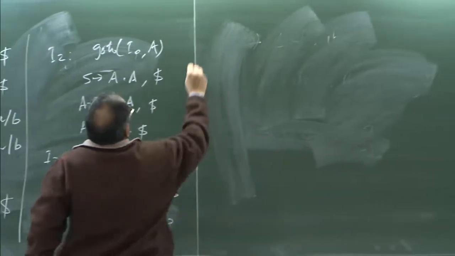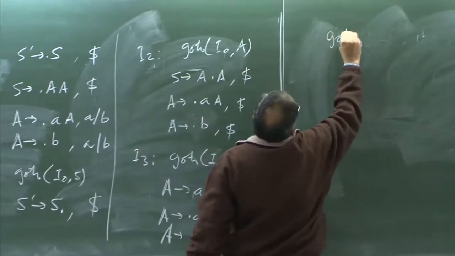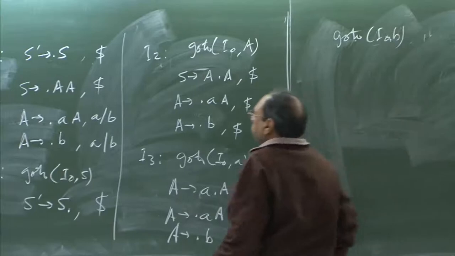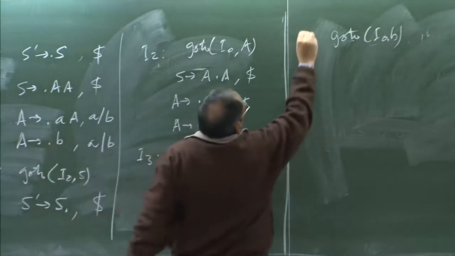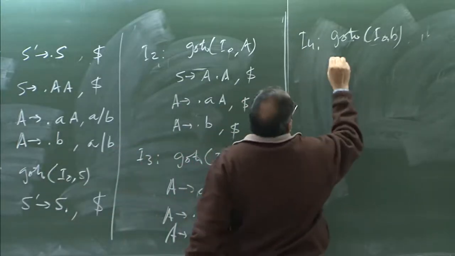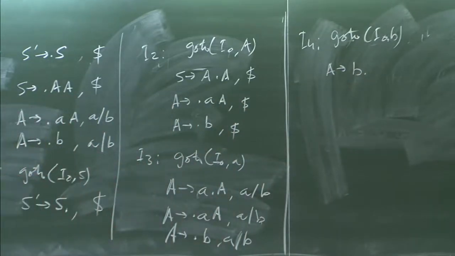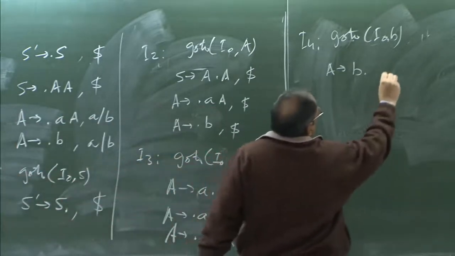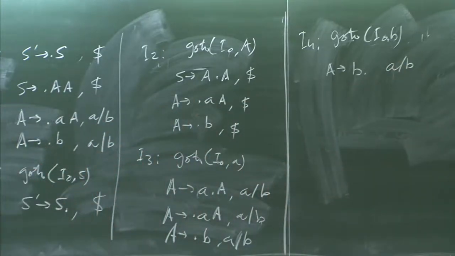And now let me do go to on B from I0. Let me call this a new state called I4, and this gives me A goes to B dot. And what is the look ahead here? Here, I'm just copying it, not computing anything. And I cannot add anything more to this. So this is where I stop all transitions of I0. Now I come to I1.